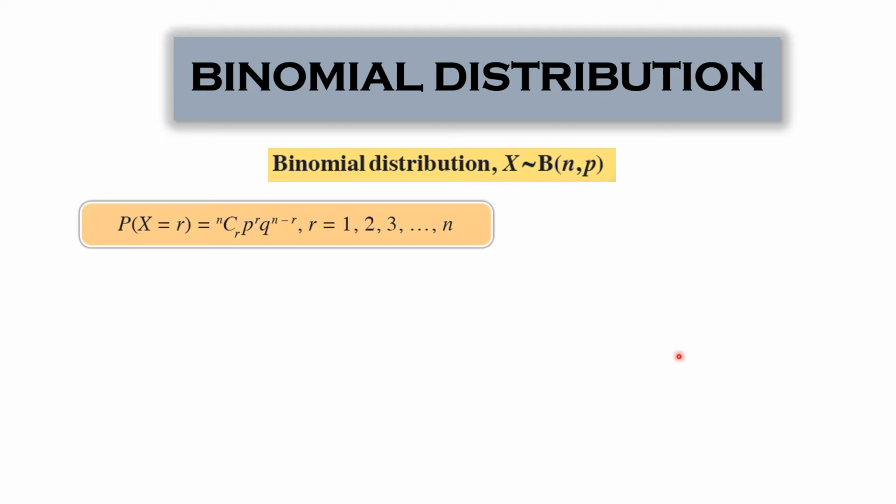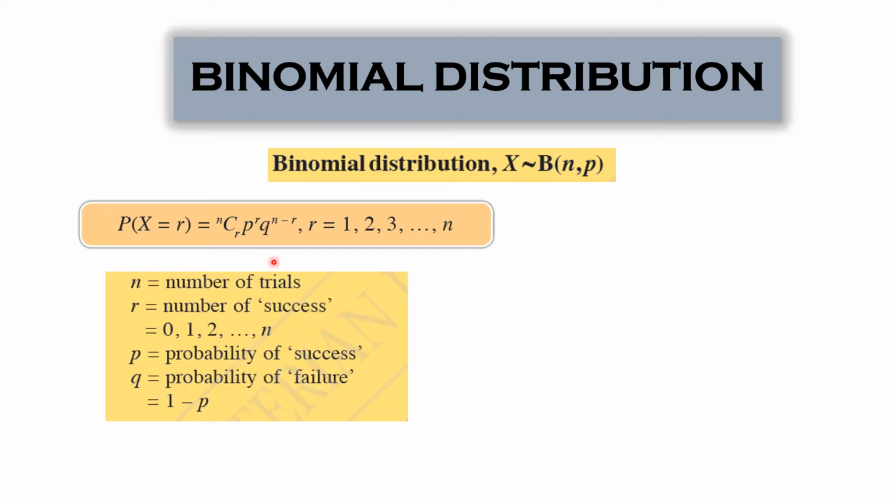Let's revise the formula that we have learned. The first one is the probability for x equal to r, which will be equal to nCr multiplied with p to the power of r times q to the power of n minus r, where n represents the number of trials, r is the number of successes, p stands for probability of success, and q is the probability of failure, where every one of us knows that q is equal to 1 minus p, because the probability of success plus probability of failure is equal to 1.